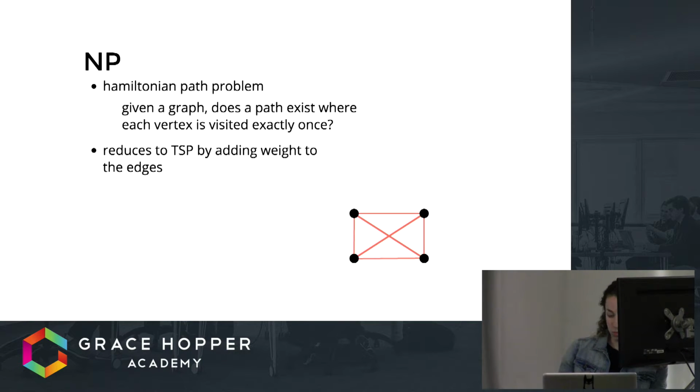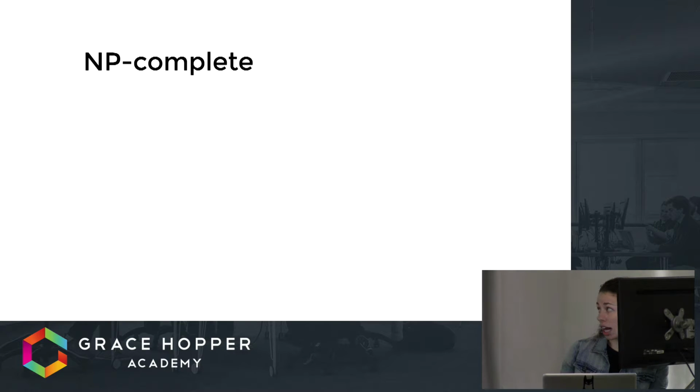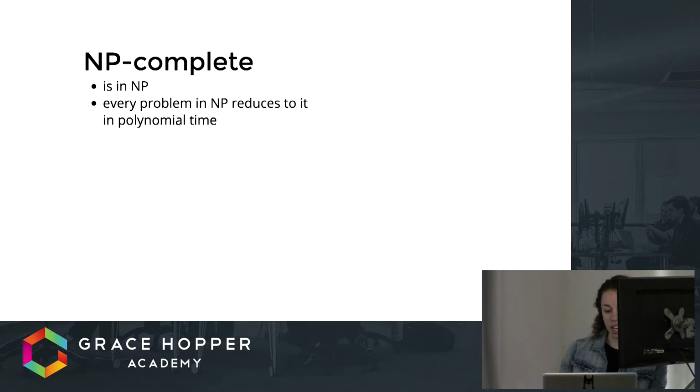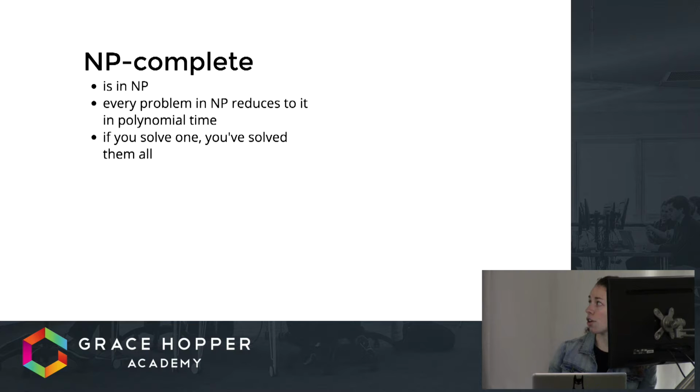These two problems are part of a special class of NP problems called NP-complete. They are in NP, and every problem in NP reduces to it. So essentially, if I find an easy algorithm to compute an NP-complete problem, I've just proven that I can compute any problem that's in NP in polynomial time. So you can think of it as this upper bound of difficulty. Problems in NP are not going to get any harder than problems that are NP-complete.